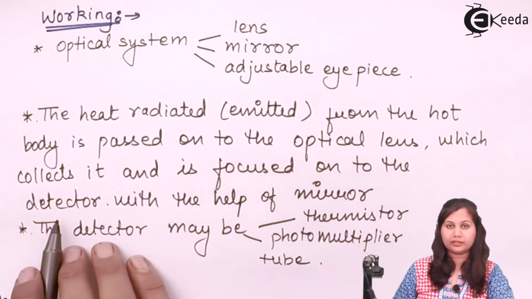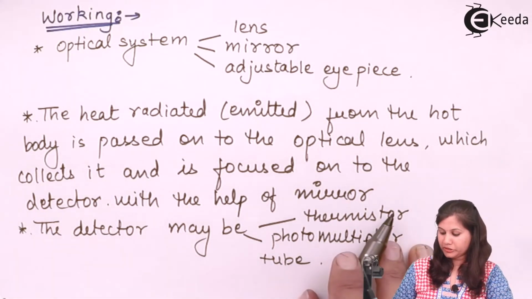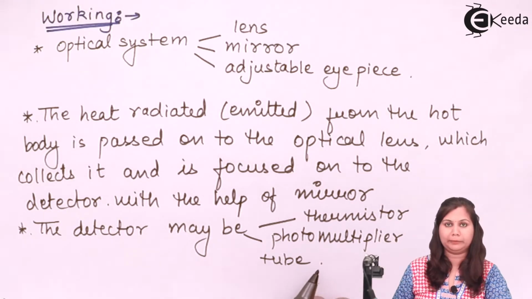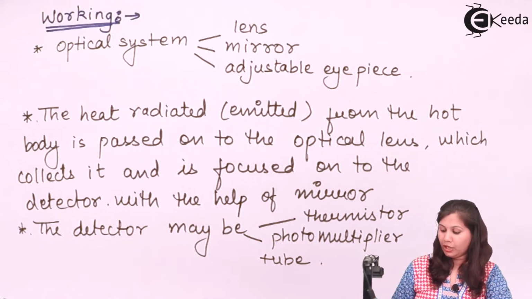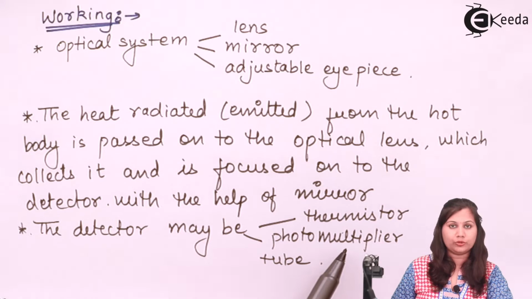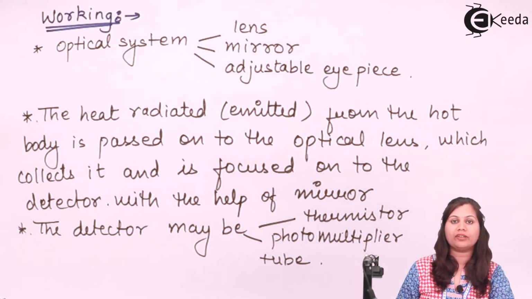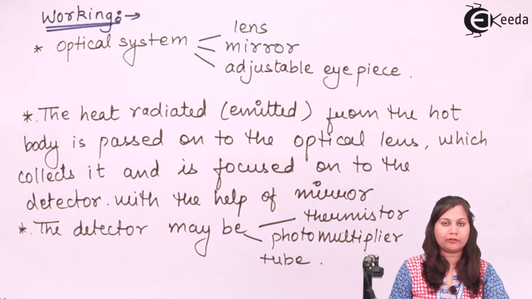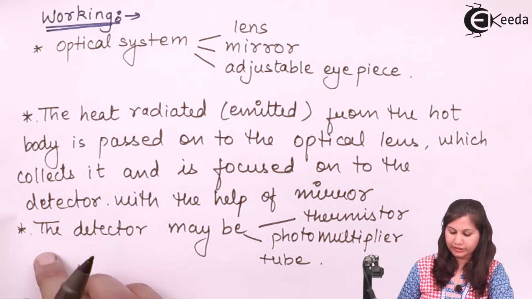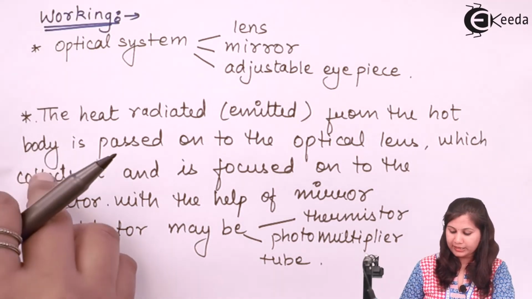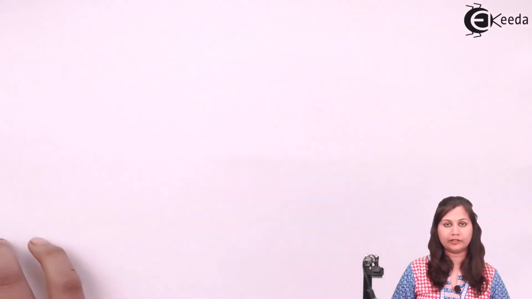Now this detector can be a thermistor or it can be a photomultiplier tube. Okay, because these devices are used as the detector because they have a very fast response time. So this gives the radiation pyrometer also a very fast response time, and the detector, as soon as it gets all the energy radiated by the object, is going to give the output.